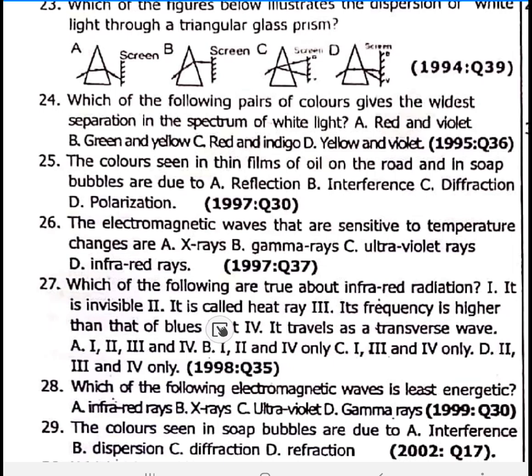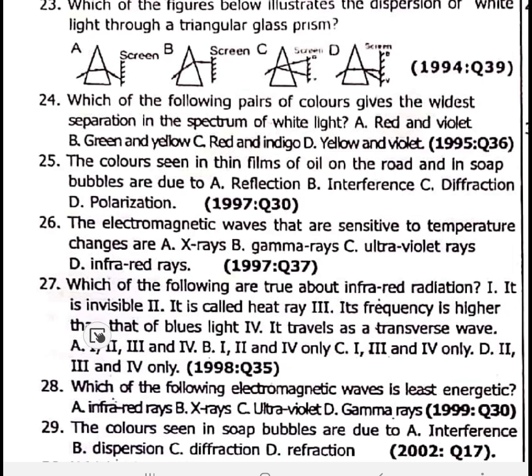27. Which of the following are true about infrared radiation? It is invisible. It is called heat ray. Its frequency is higher than that of blue light, and it travels as a transverse wave. 27 is option A. All right, we stopped at 27. Which of the following? Okay, all of them.